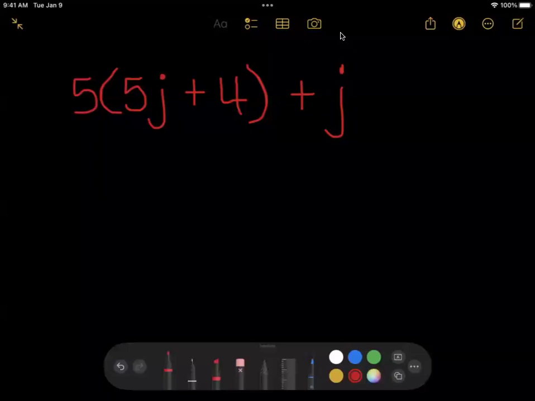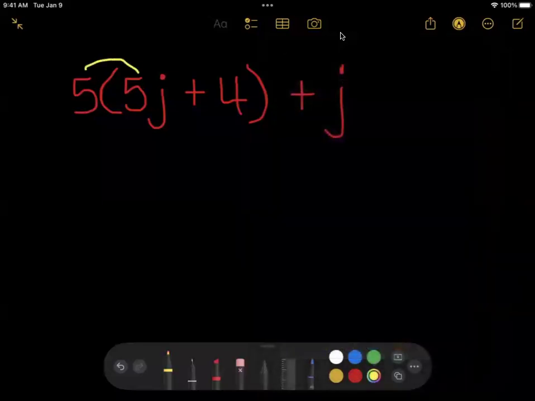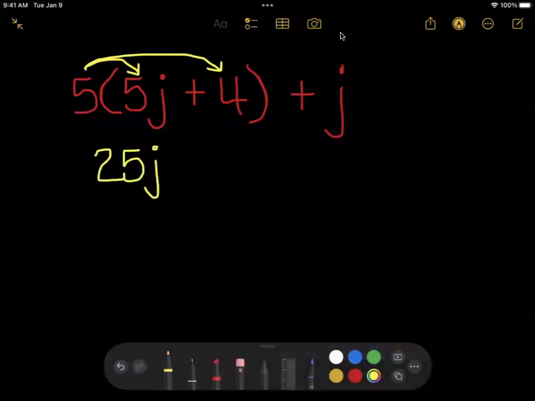So how we simplify this is we use what's called the distributive property, where we multiply the 5 on the outside by each term inside the parentheses. So we're going to multiply the 5 times the 5j and the 5 times the 4, and then we're going to rewrite that. So 5 times 5j would be 25j. I'm going to keep the plus in between, and then 5 times 4 is 20, and then I still have a plus j out here.